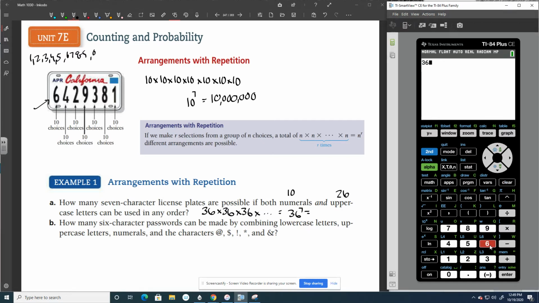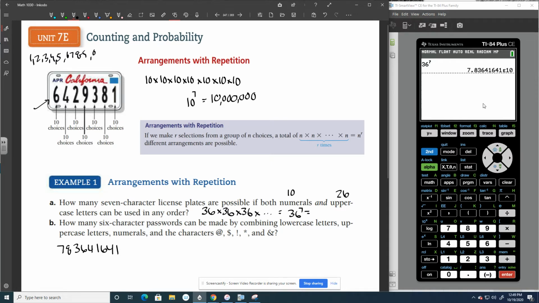So what we end up with, if we keep going, is 36 choices for all 7 spots. So if we do 36 raised to the 7th power, it's going to give us 78,364,164,096, and it wants e to the 10th. So 1, 2, 3, 4, 5, 6, 7, 8, 9, 10. So if you look at it, 78 billion choices for license plates, that's how many different possible license plates we would get.